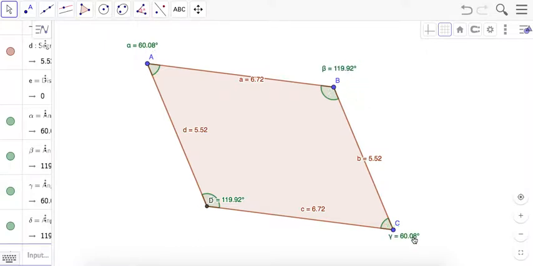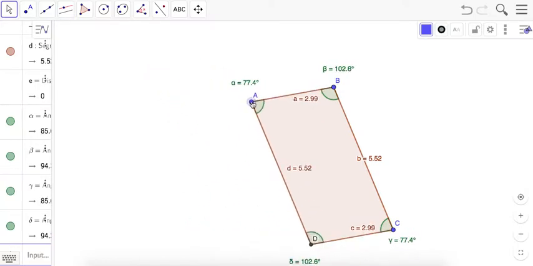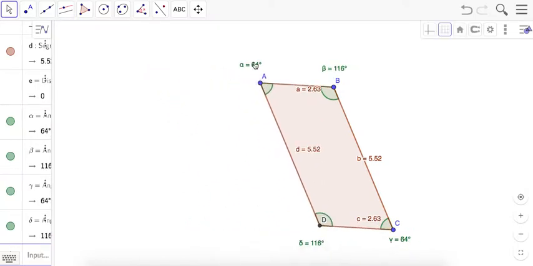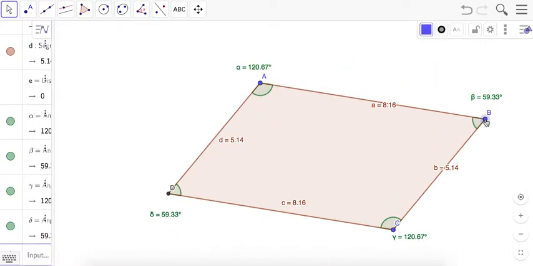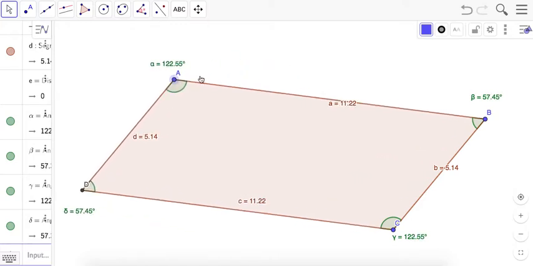Anybody notice anything about these angles? That's kind of interesting as well. Did we just get lucky and pick the one parallelogram that works? Nope, because as I switch them around, let's look: 64, 64, 116, 116. Let's move this over here: 120.67, 120.67. So that leads us into some of our properties of parallelograms. We'll discuss more of those properties in the next video.